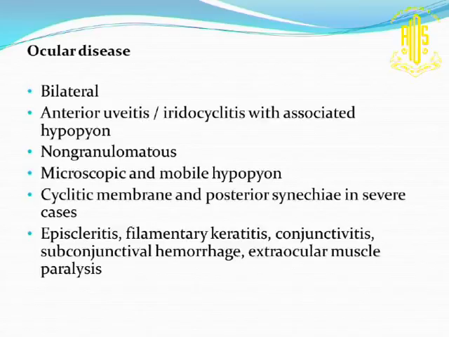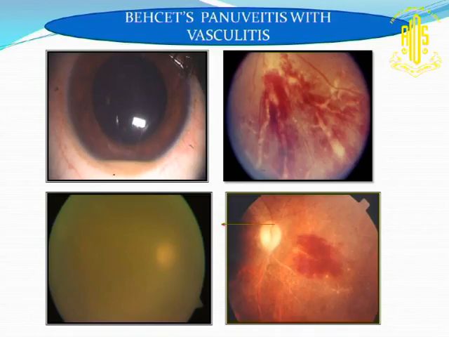Ocular disease is bilateral anterior uveitis. Hypopyon is usually mobile hypopyon, non-granulomatous inflammation and cyclitic membrane and posterior synechiae, and one can have other manifestations rarely. And here is an example of Behçet's disease, and you can see that mobile hypopyon.